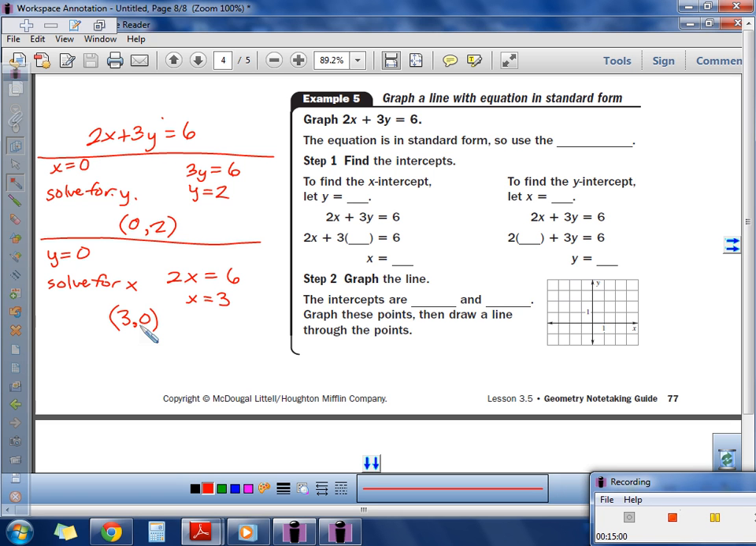You need 2 points to make a line. Those are my 2 points. 0, 2 is right there. 3, 0 is right here. And draw your line. And that's all you have to do.